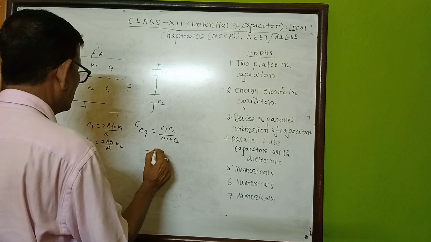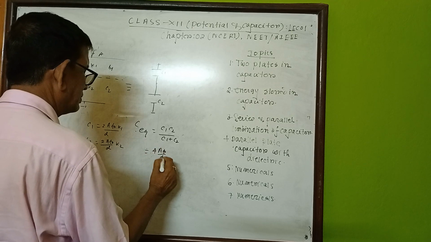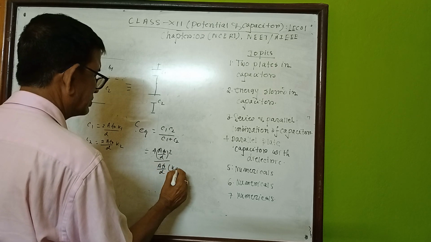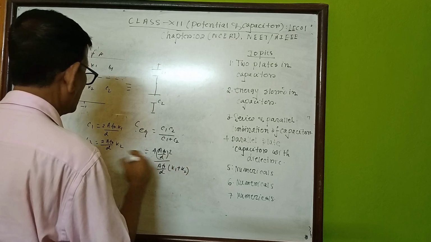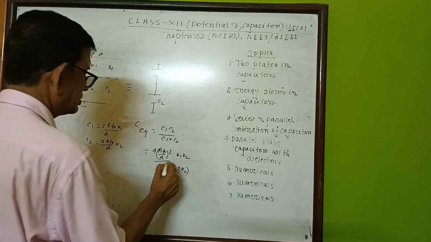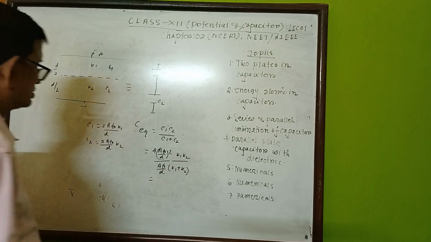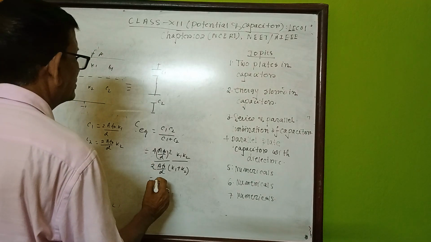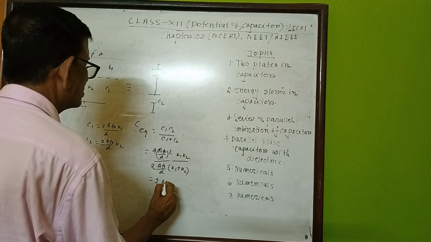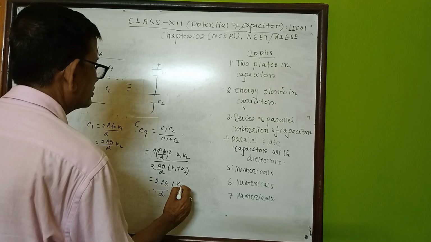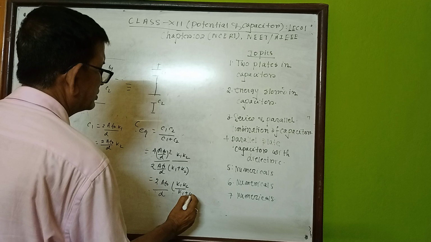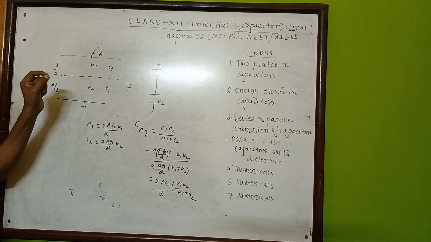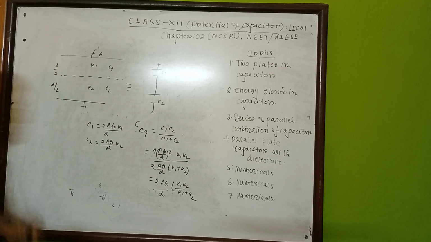You are getting 4 A epsilon naught by d whole square, K1 K2 upon A epsilon naught by d times the sum, and multiplying K1 K2. So you are getting this result. You add these two, 2 is common. So you write down 2 A epsilon naught by d, K1 K2 by K1 plus K2. Clear? So the tip I am telling you: if area is same, then they are in series.